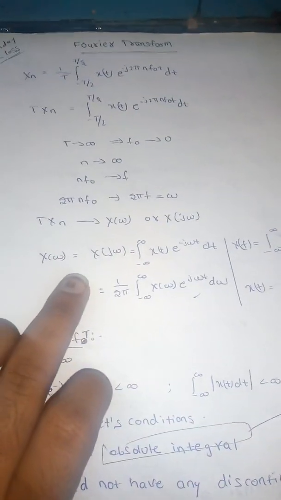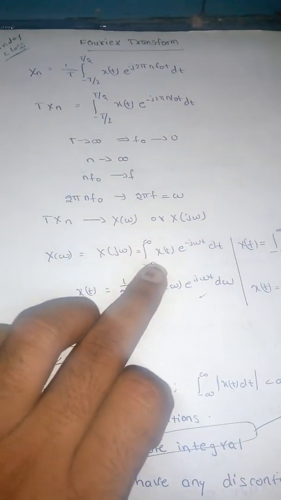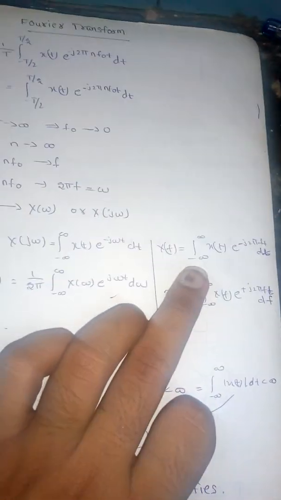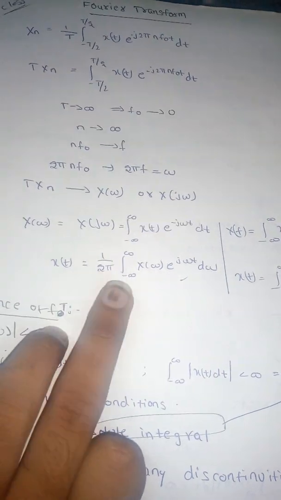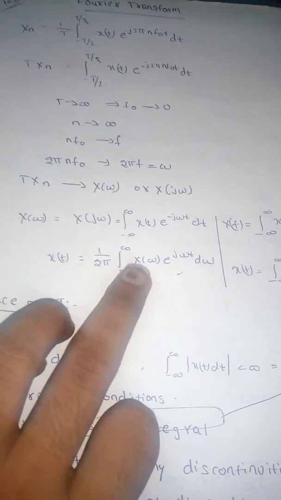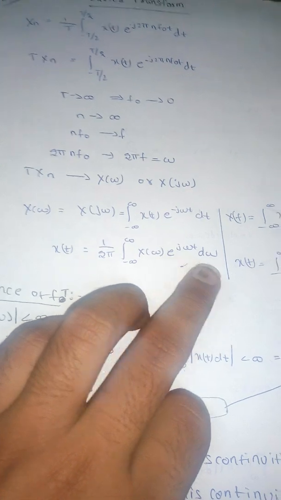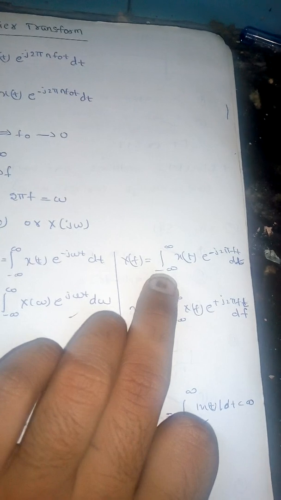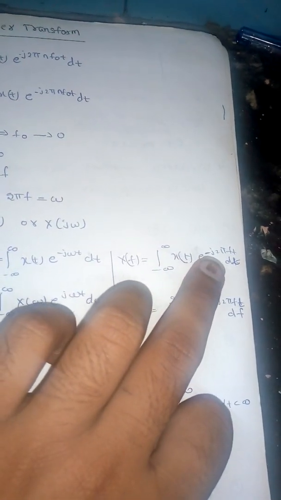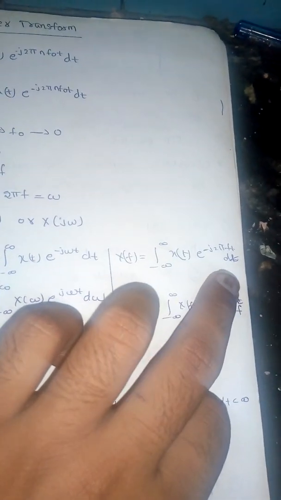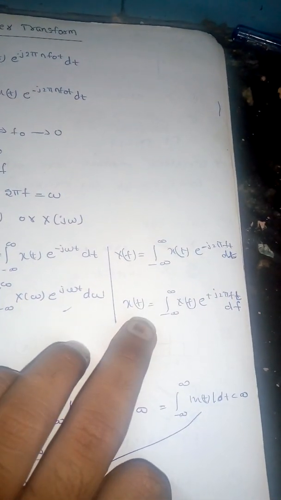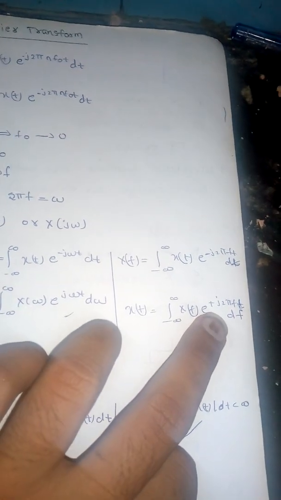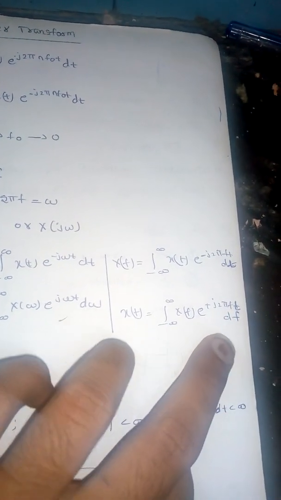X of omega equal to X of j omega equal to integral from minus infinity to infinity of x of t e power minus j omega t dt. If you want to get x of t back, the inverse Fourier transform is x of t equal to 1 by 2 pi integral from minus infinity to infinity of X of omega e power j omega t d omega. Here it is the omega domain, and this is the f domain. X of f equal to integral from minus infinity to infinity of x of t e power minus j 2 pi f t dt, in place of omega write 2 pi f. If we want to get x of t from X of f, it is integral from minus infinity to infinity of X of f e power j 2 pi f t df.